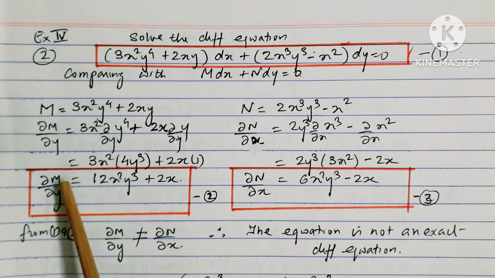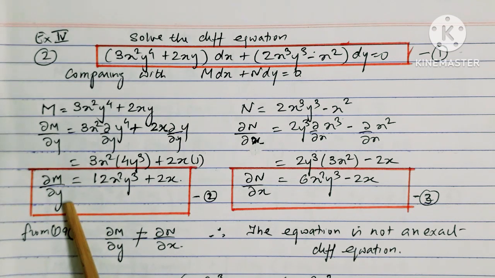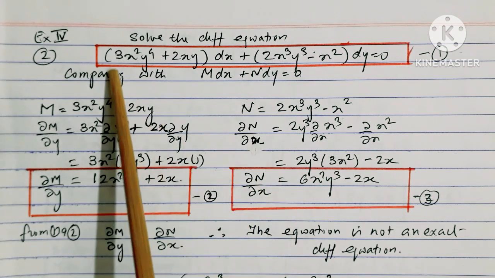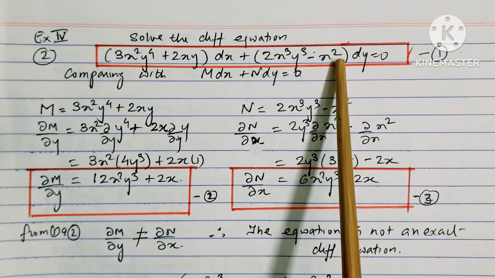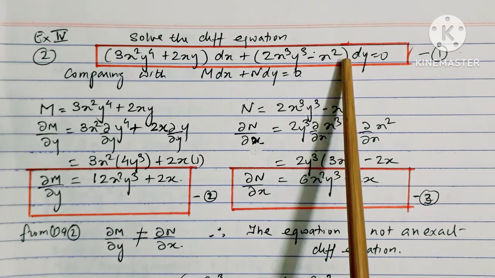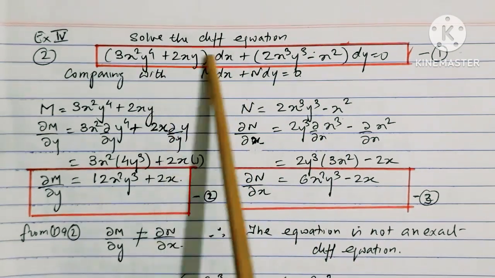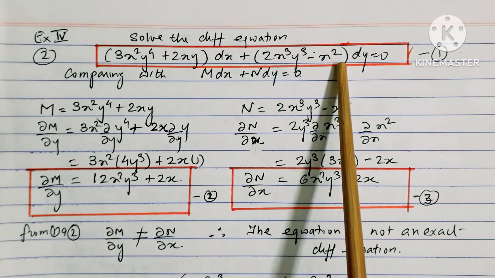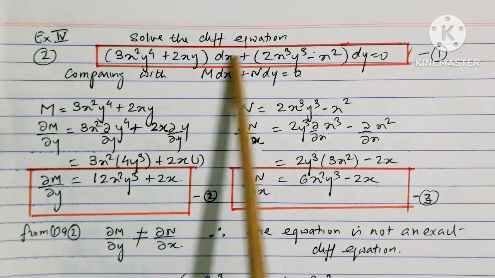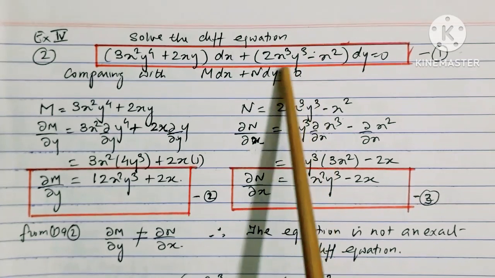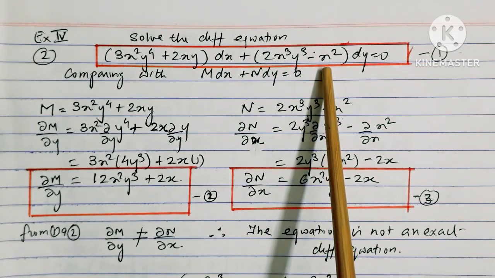Now, we can see that ∂M/∂y is not equal to ∂N/∂x. Therefore, this given differential equation is not an exact differential equation. Now, we'll have to find a suitable integrating factor such that when we multiply this given equation with that integrating factor, this given differential equation will reduce to an exact differential equation and we'll be able to easily find the solution for this given differential equation.